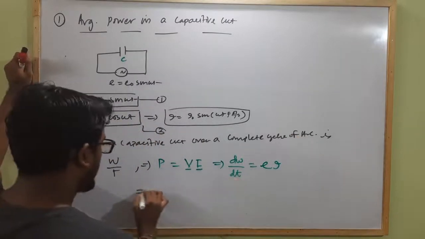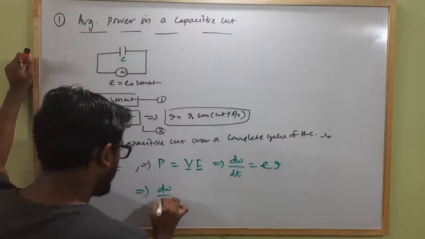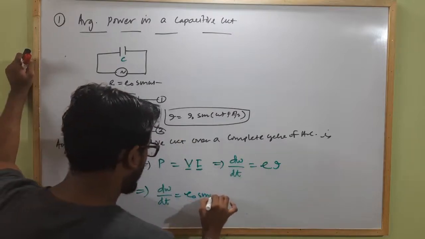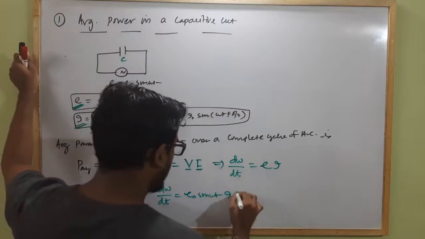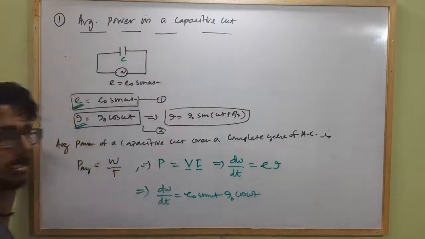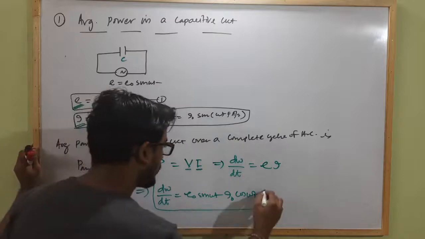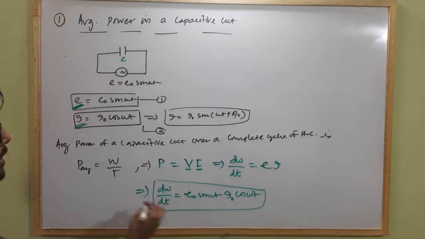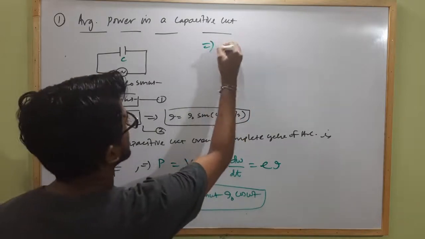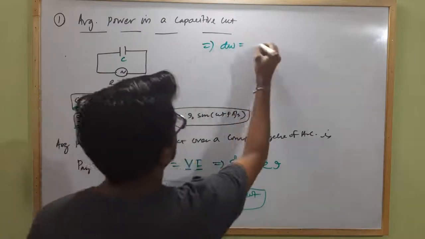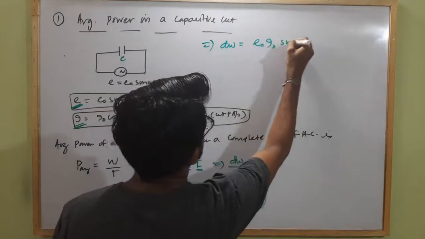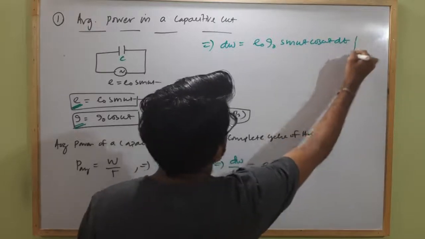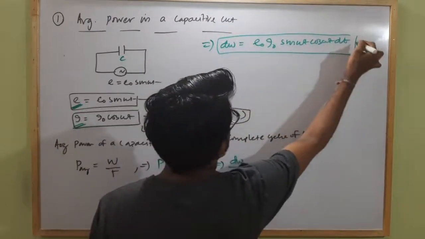Clear? So dW by dt is equal to E. What is E? E naught sin omega t. What is I? I naught cos omega t. Clear? So this will be the rate of doing work with respect to time. dW by dt equal to E naught sin omega t into I naught cos omega t. So dW will be equal to E naught I naught sin omega t into cos omega t into dt. This is the expression for the small amount of work done in time interval dt.